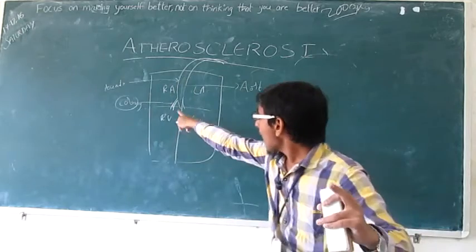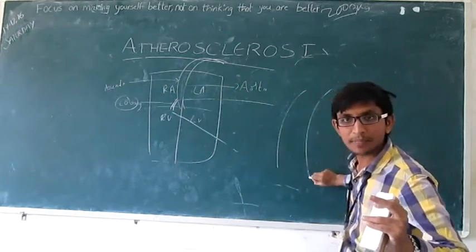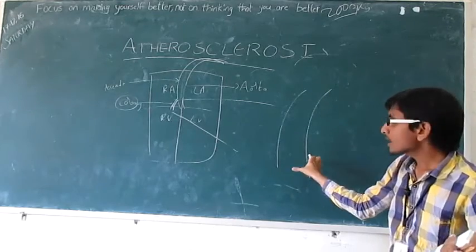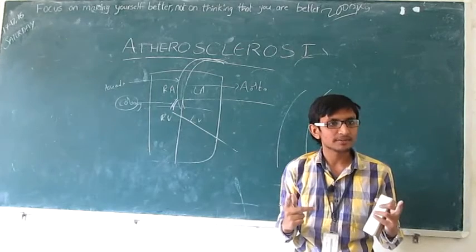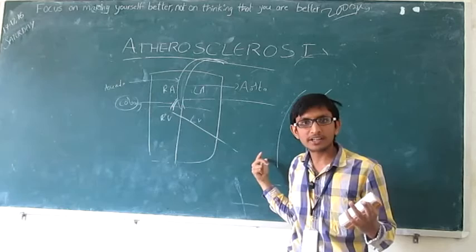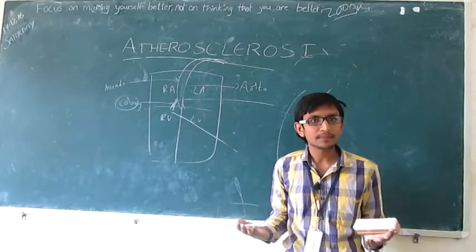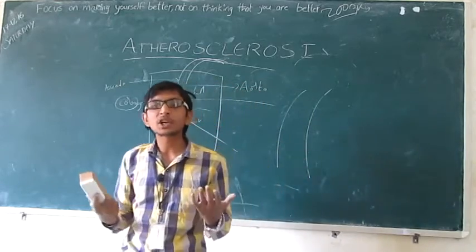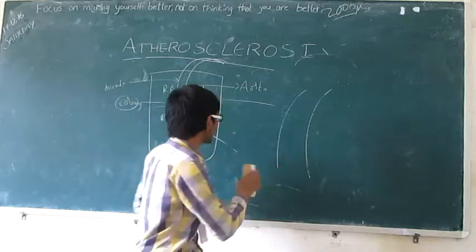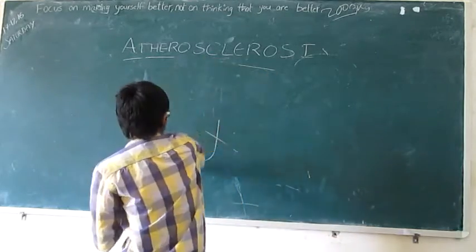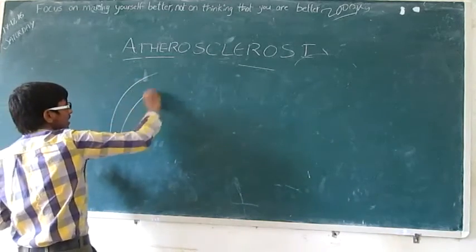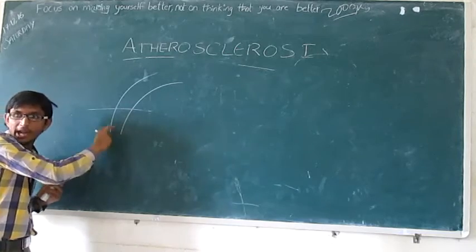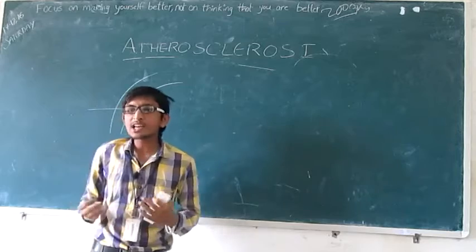First of all, I will separate this branch of the coronary artery and place it here. After placing it here, I will discuss the structure of the coronary arteries and we will see the different layers. I will tell you in which layer the atherosclerotic plaque is formed. This is my coronary artery and I am taking a cross section. After taking this cross section, let's observe the different layers.